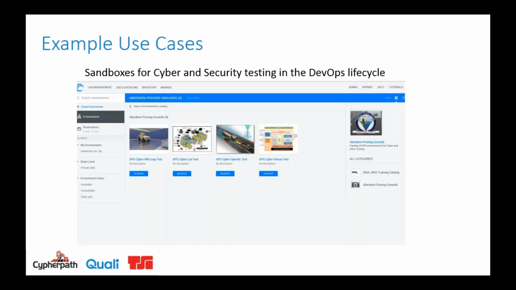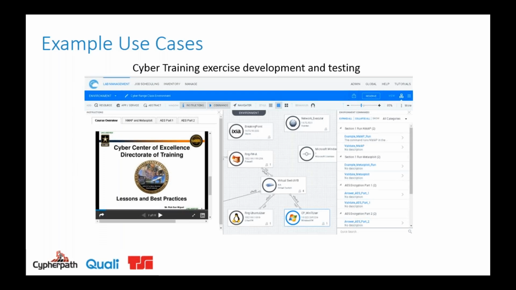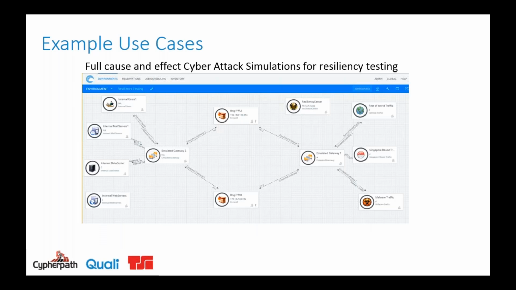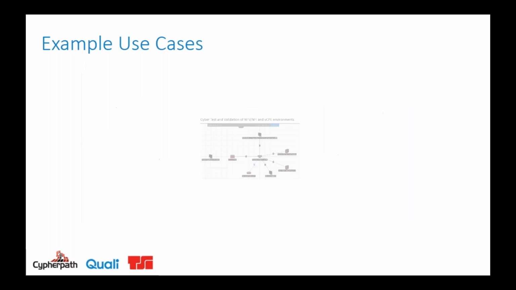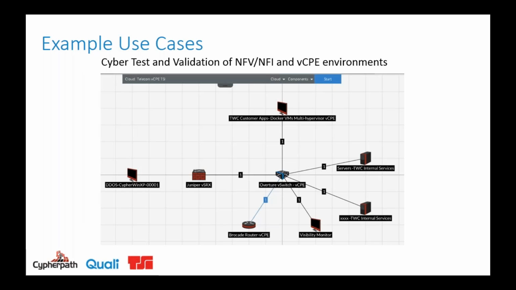Here are some example use cases we've found for this technology. Delivering self-service catalogs of cyber ranges for emulating the production environments for cyber and security testing in the DevOps lifecycle. An additional use case of developing self-service portals for delivering cyber training exercises, development and testing, and online training. Another use case is the full cause and effect cyber attack simulations for full security, compliance, and resiliency testing. And lastly, an additional use case of building and testing cyber test and validation environments for NFV and virtual customer premise equipment infrastructure for telecoms, for testing and DevOps support of those environments.